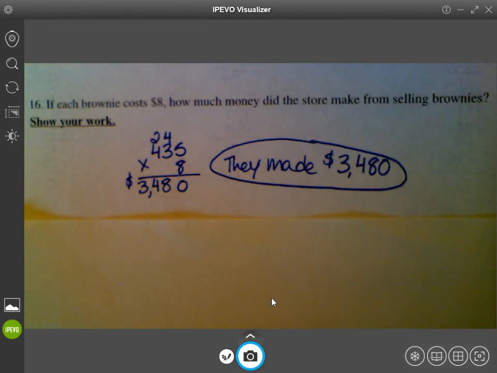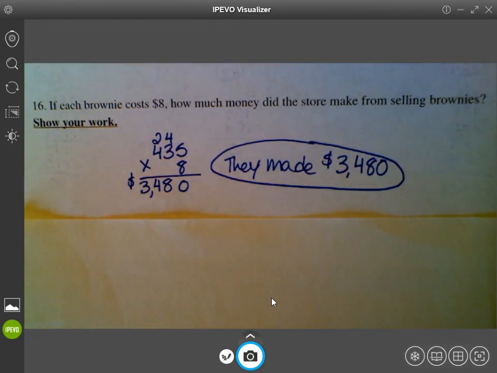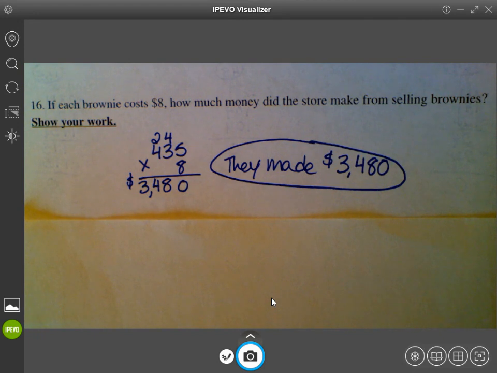So with word problems, once you get your answer, it can be helpful to look back at the question and think, does my answer make sense? And if the answer is no, then look back at it and maybe you need to do a different operation, like multiplying instead of dividing.